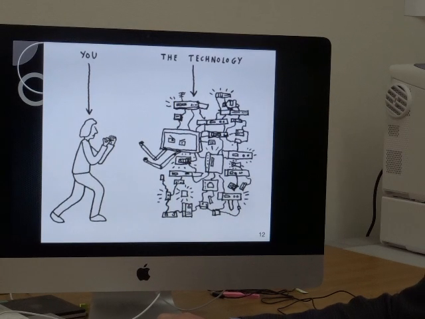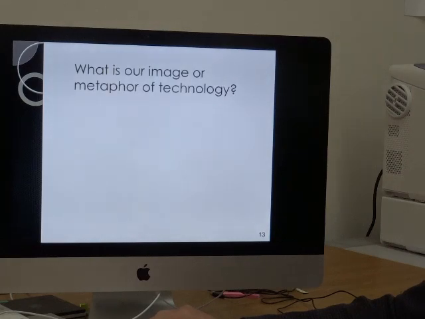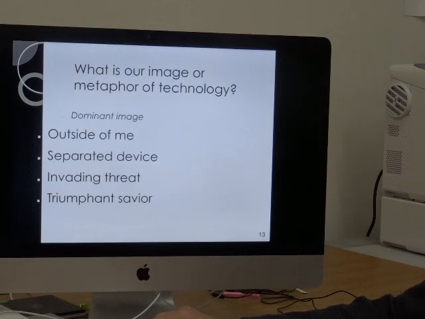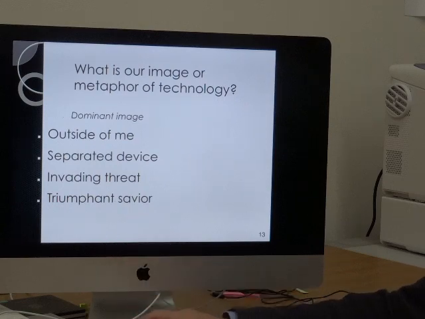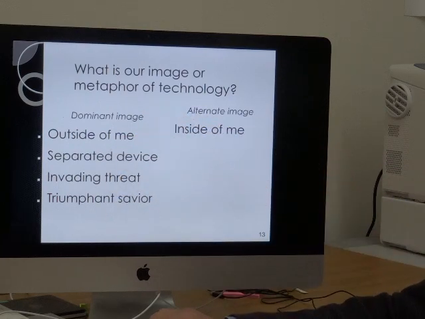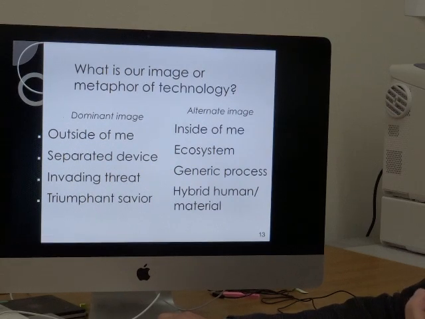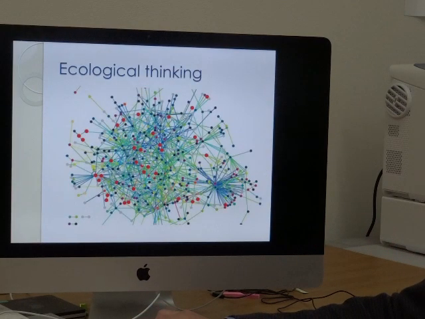Now, this is the typical view of technology. It's me against the devices, me against the tools. But let's change that image to one of an ecology. So I'm going to show a different metaphor that is not outside of me, is not a separated device, is not an invading threat, and is not a triumphant savior, but is instead inside of me, inside of us in this classroom, is an ecosystem, is a process, and is a hybrid. Human-material hybrid. This is ecological thinking.